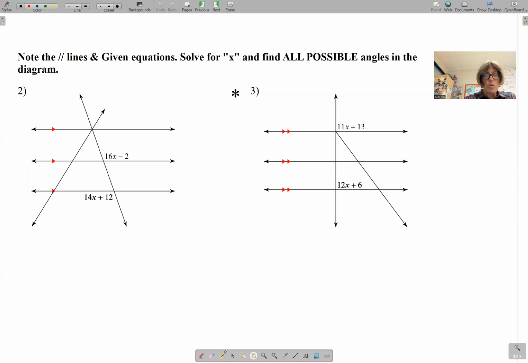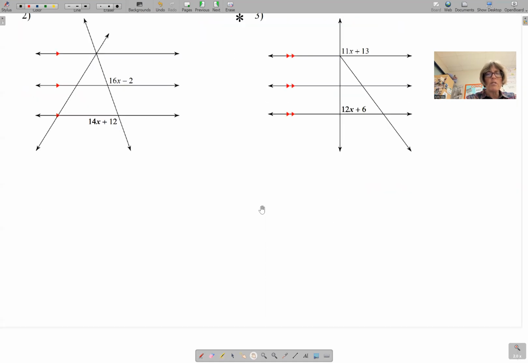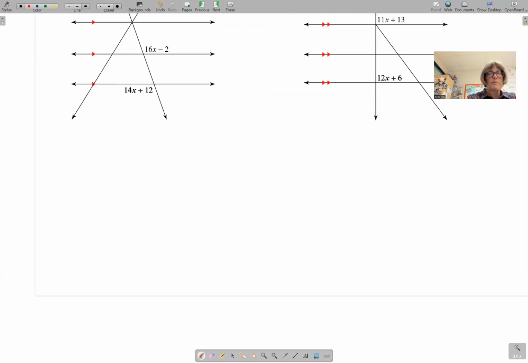So it says, note the lines that are parallel and the given equation. Solve for x and find all possible angles in the diagram. So things you need to remember here are the 4 different angles made by parallel lines and their properties.